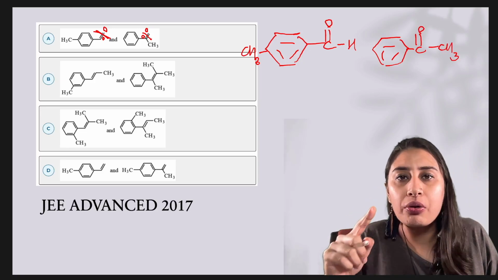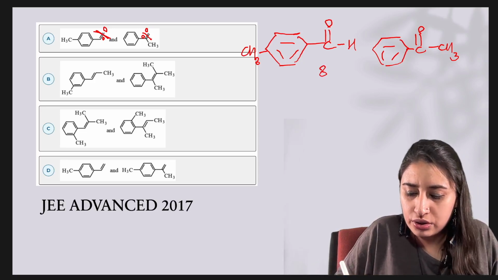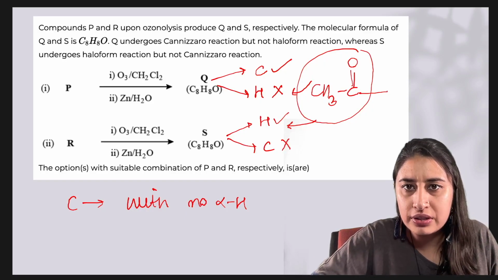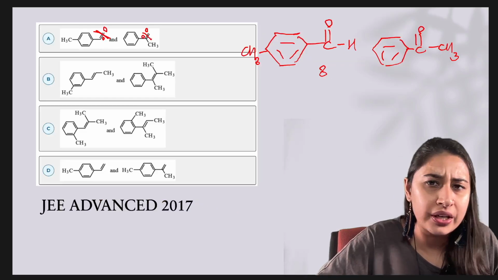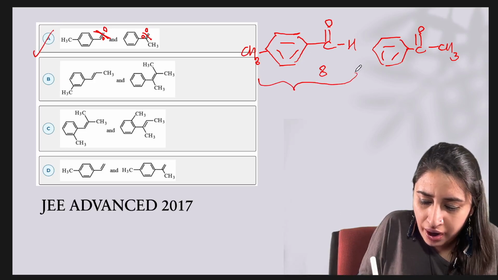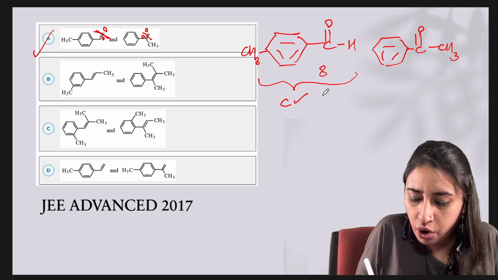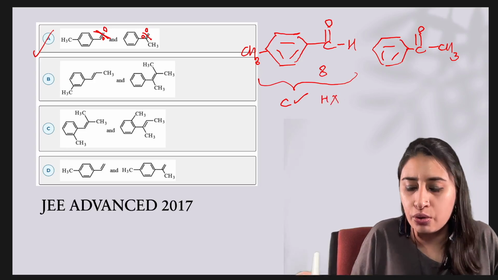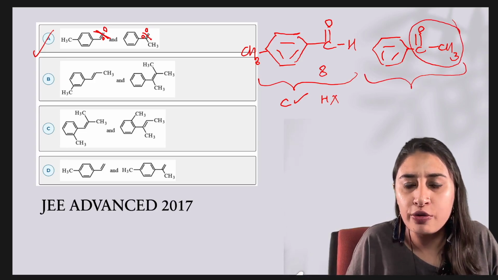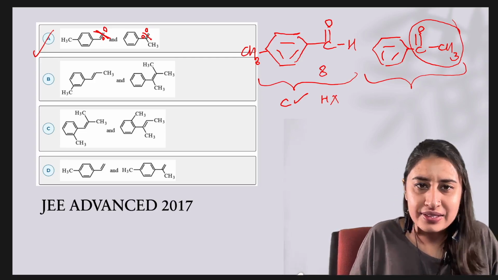Do not forget to count the total number of carbons. 6, 7, 8, 8 carbons here and 1 oxygen. Here also 8 carbons and 1 oxygen. This is what is written, C8H8O. You can count the hydrogens also. So A looks a perfect answer because compound number 1 is going to give us Cannizzaro as there is no alpha hydrogen, but it will not give haloform as there is no CH3CO group, whereas the other one has a CH3CO group which will give the test for haloform but not for Cannizzaro. So A has to be the answer.